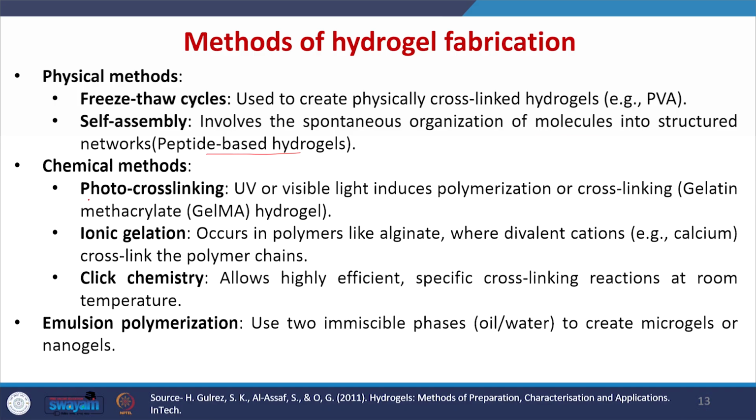Next one is the chemical method. In the chemical method, we can go for photo cross-linking. Photo means light. We can use the UV or visible light, and which can induce the polymerization or cross-linking. Example is GelMA hydrogel, that is gelatin methacrylate. And next one is ionic gelation. Here the polymers like alginate, we can use the divalent cations, and which can cross-link the polymer chains. Example is calcium. And third one is click chemistry, which allows the highly efficient and specific cross-linking reaction at room temperature. And we can also have an emulsion polymerization, where you will be using two immiscible phases like oil and water to create microgels or nanogels.